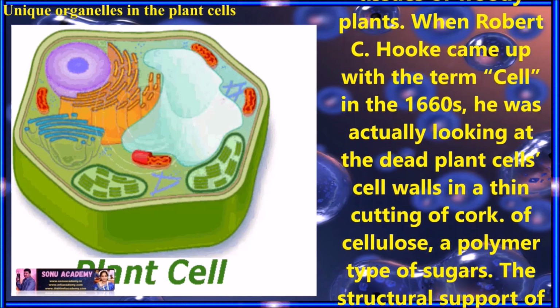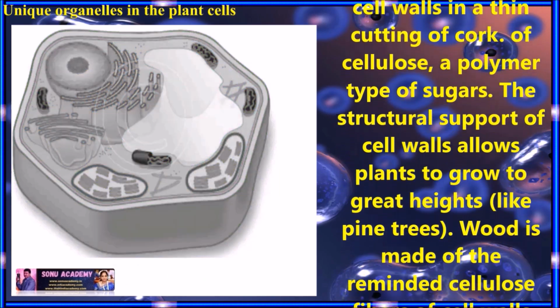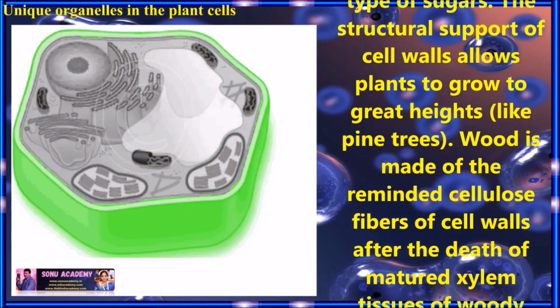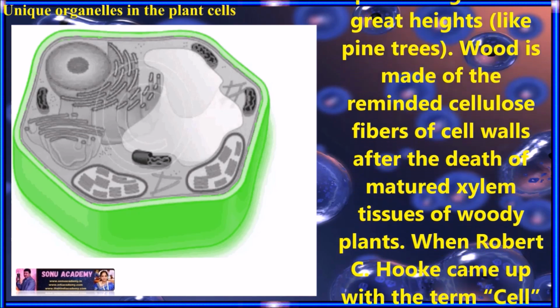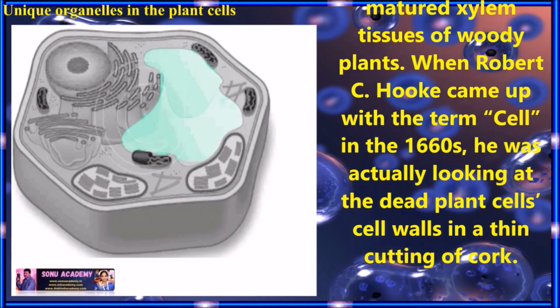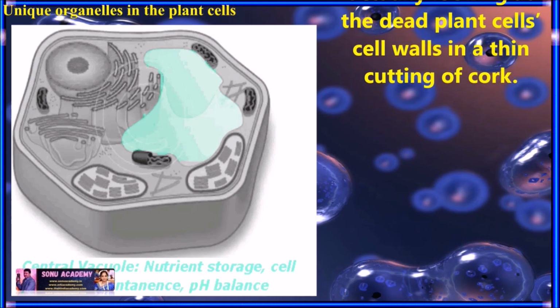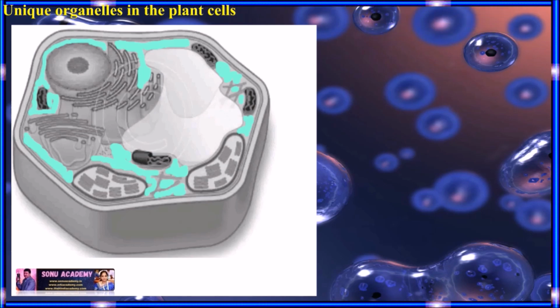Wood is made up of the remaining cellulose fibers of the cell wall after the death of mature xylem tissues of a woody plant. When Robert Hooke came up with the term cell in the 1660s, he was actually looking at dead plant cells, the cell walls in a thin cutting of cork.